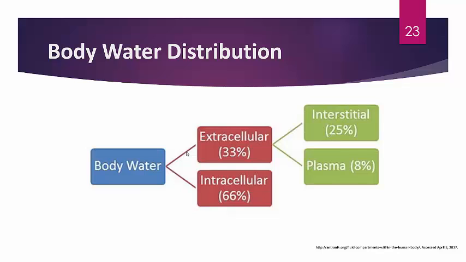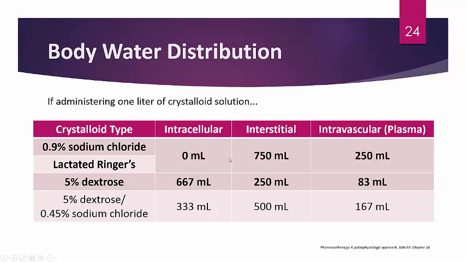Now, going back to the previous slide, remember, if nothing goes into the intracellular space as a result of the tonicity of the solution, basically everything else will go extracellularly, which is what these isotonic solutions do. And remember, 3/4 of that goes interstitially, and 1/4 goes into the plasma. And as you see here, when you administer 1 liter of sodium chloride 0.9% or lactated Ringers, 75% of that fluid goes into the interstitial space, and 25% of it goes into the intravascular space, or the plasma.